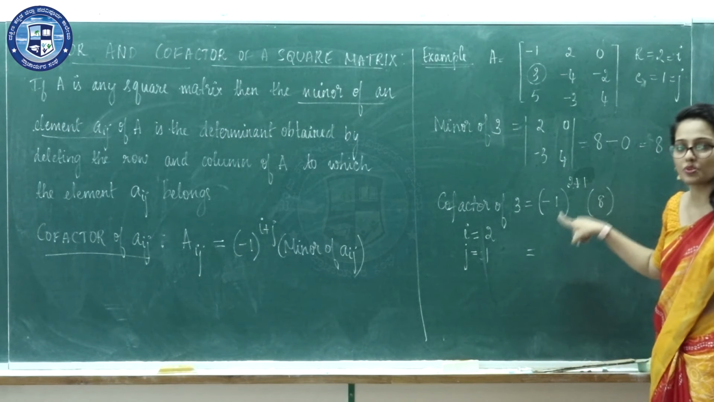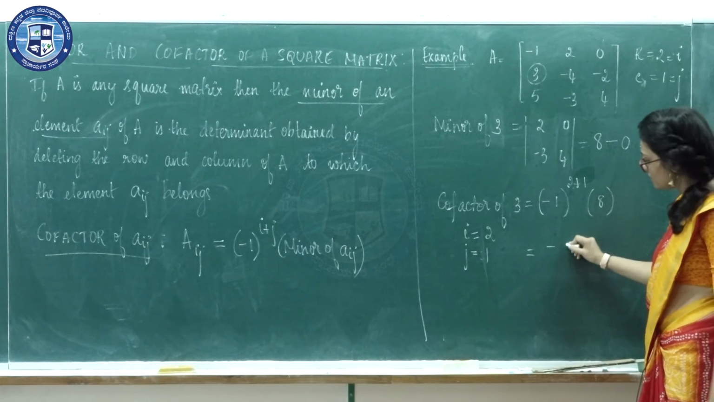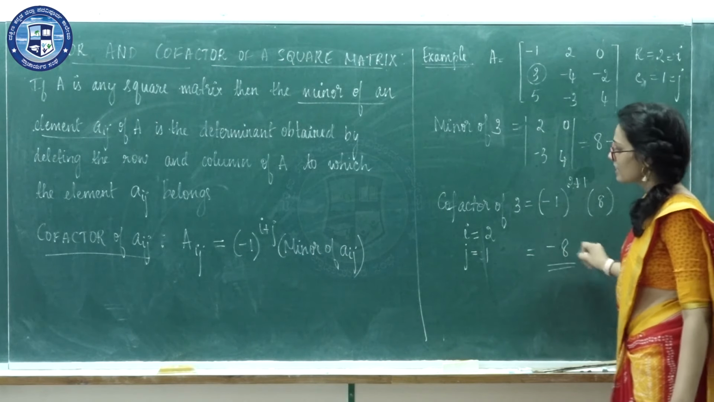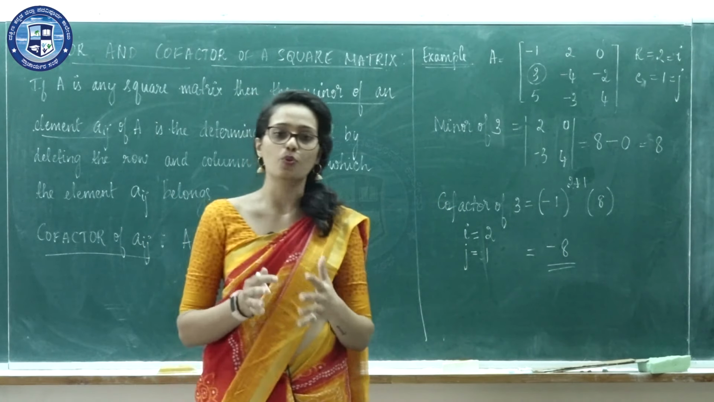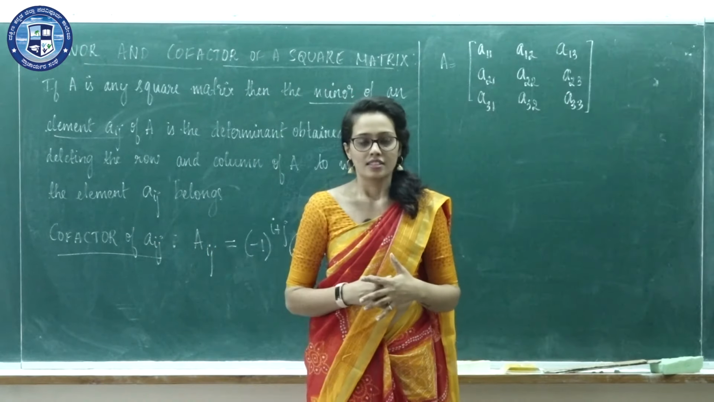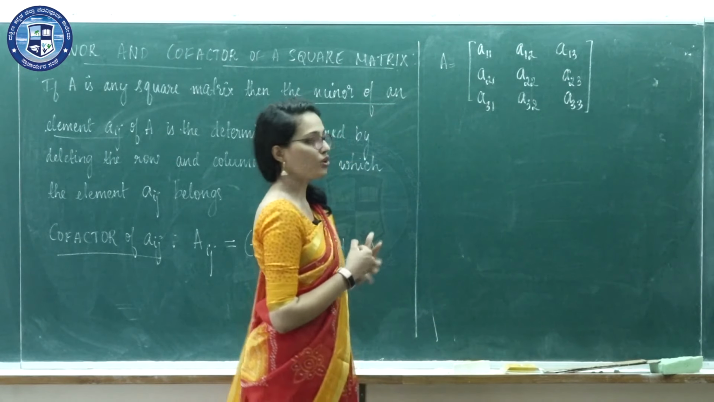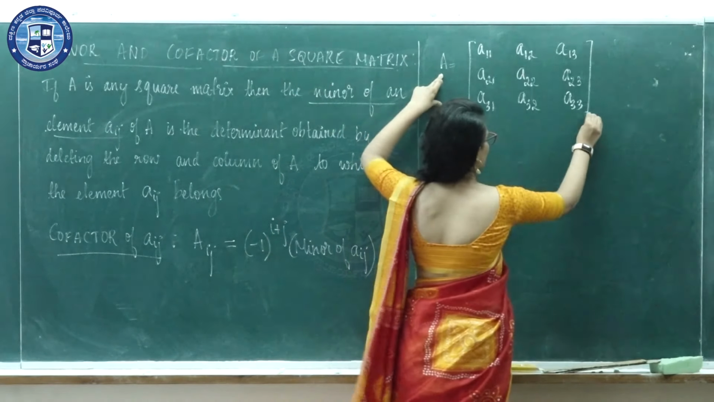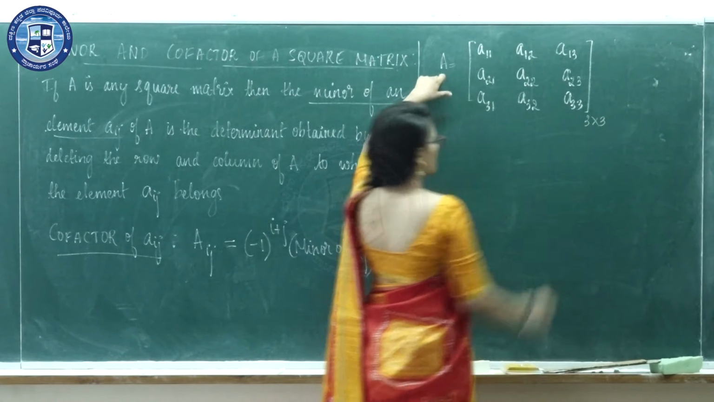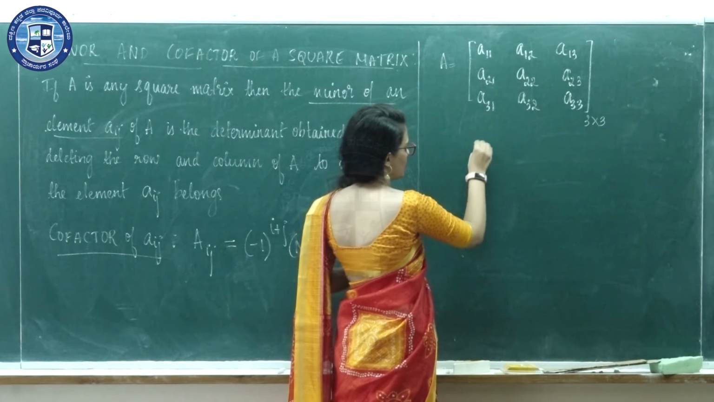Okay, so when minus 1 is raised to the odd power, we get minus as the answer. So the answer here is minus 8. Okay, so cofactors are nothing but minors with the proper sign. Now let's see the signs of the cofactors of the determinants of order 2 and 3. So I've taken a 3 cross 3 general matrix. Okay, so let's find out the signs of the cofactors.